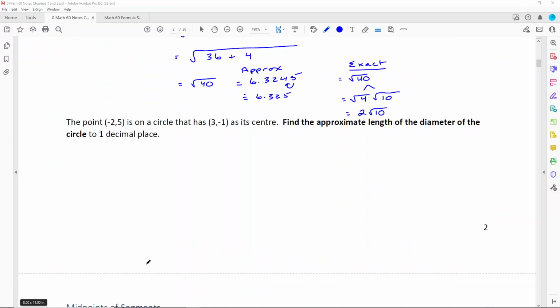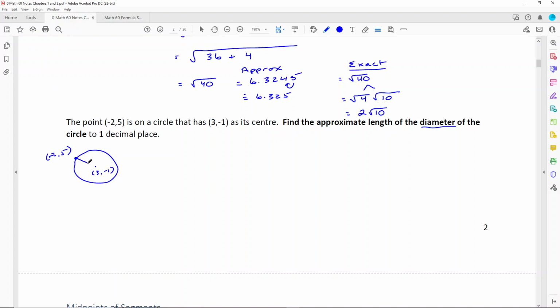The next one is we have the point -2,5 on a circle that has 3,-1 as its center. Find the approximate length of the diameter of the circle. So this entails a little bit of knowledge about circle geometry. If we say the point -2,5 is on the circle, I don't need it to be exact, and that there's a point 3,-1 at its center, and I want to find the diameter.